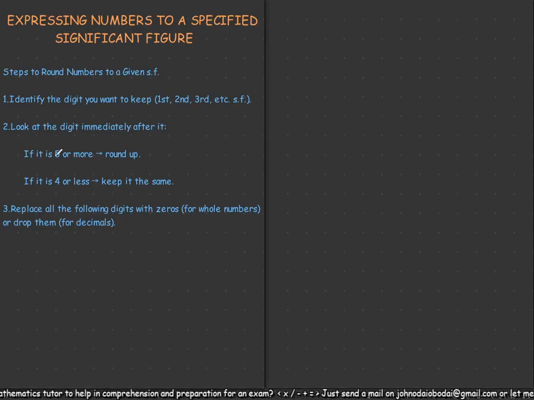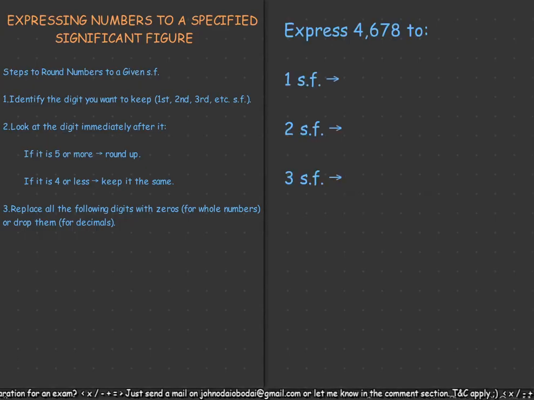You see, over here we are applying the rounding concept. So if it is 5 or more, then you round up. But if it is 4 or less, you keep it the same. Then you replace all the digits with zeros, that is if it is whole numbers, or if they are decimals, you just drop them. Let's pick some examples, and I do hope with these examples you'll be able to appreciate these rules.